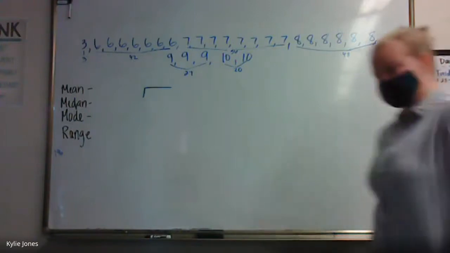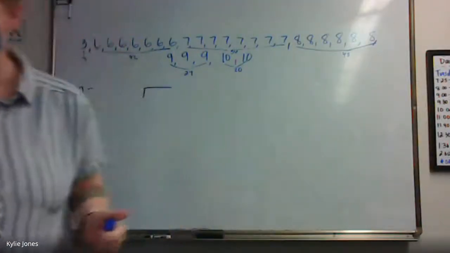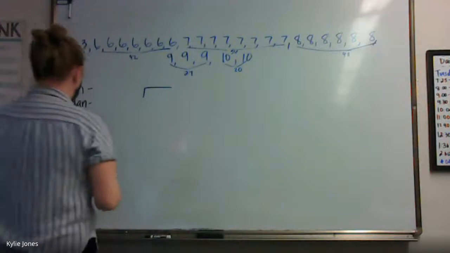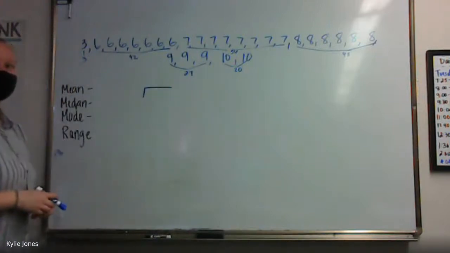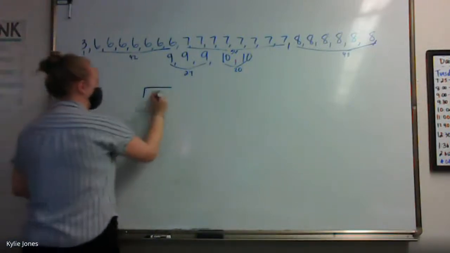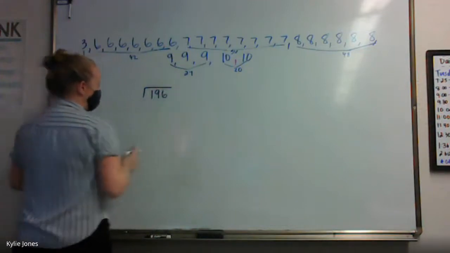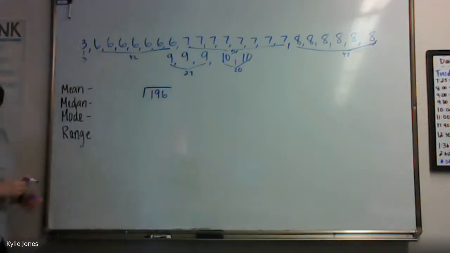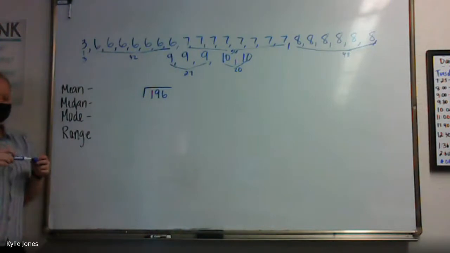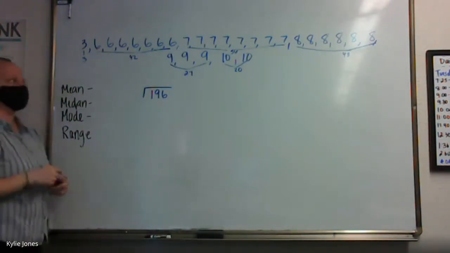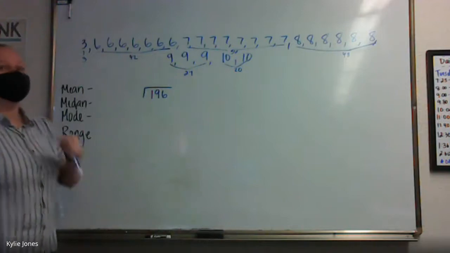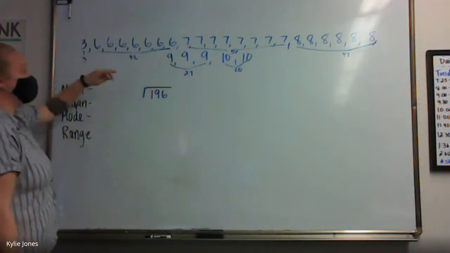So after we do all of that adding together, how much does it equal? 196. That is also what I got. 196. We got to divide it though by what? I didn't figure this out yet. So how do I know what to divide by? Is it 21? So we have to count how many numbers?